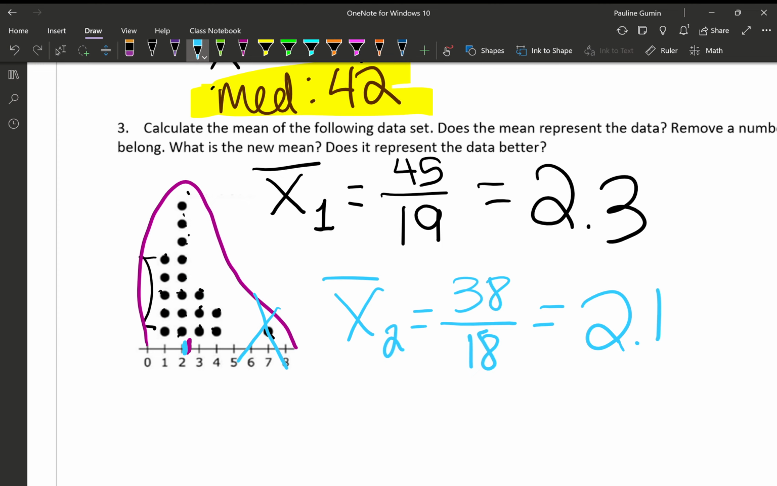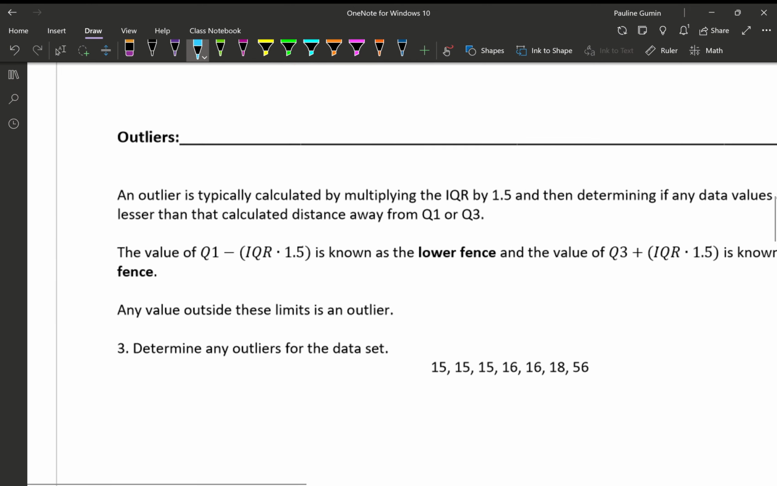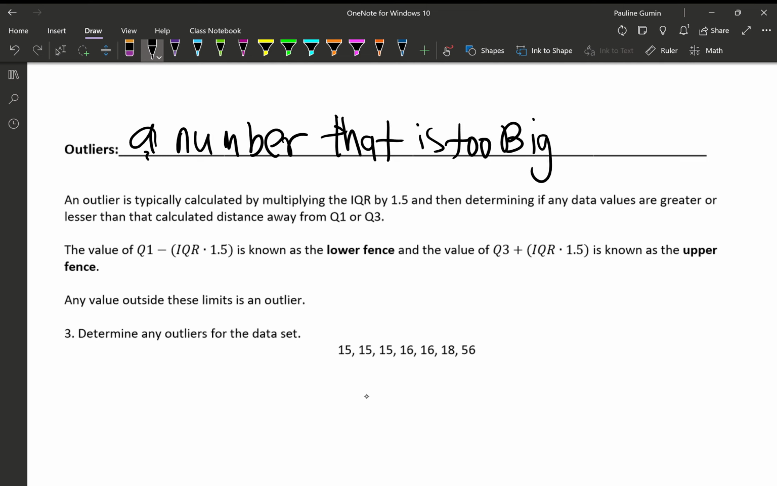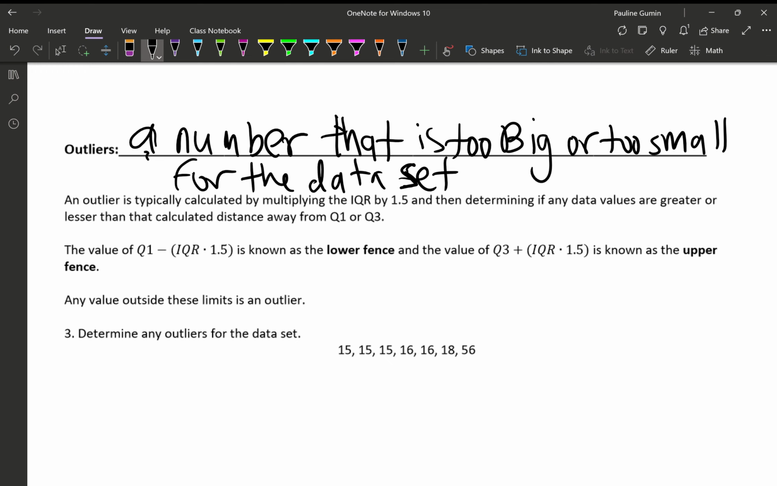A number that doesn't belong can really mess up our mean. Imagine if we had a number even bigger than 7, how much it would mess up our data. All right, outliers. That's what it is. It's called an outlier. An outlier is a number that is too big or too small for the data set. Safe to say, just doesn't belong.